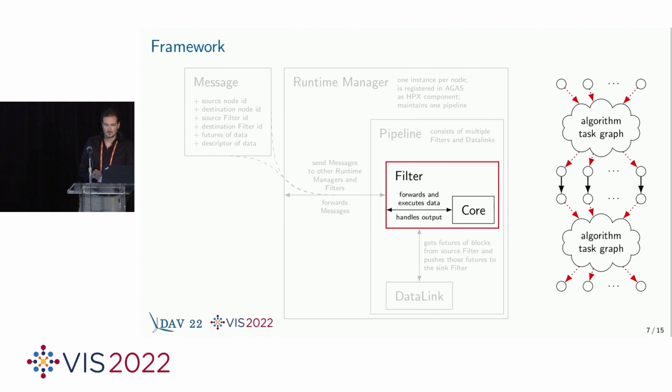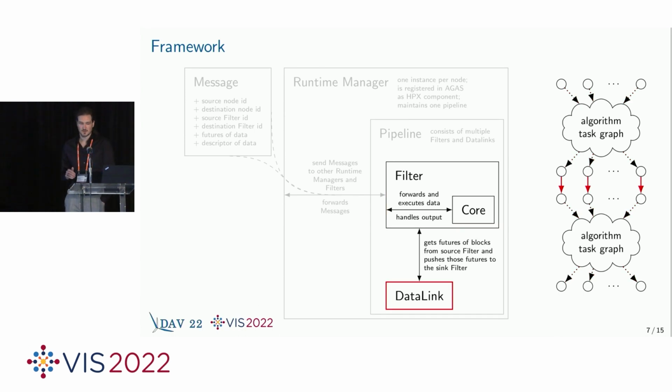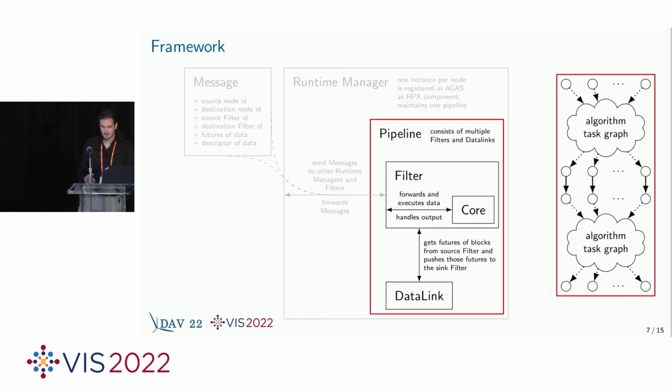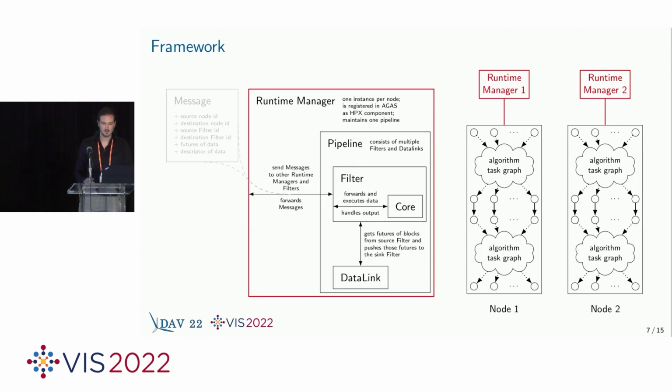and for connecting to other modules of the pipeline via data links. And these data links basically cache the connection points between the filters. Filters and data links constitute a pipeline, and these pipeline objects are managed by a runtime manager. This runtime manager is basically the heart of this framework, as it manages a pipeline, and for the distributed case, as we replicate each pipeline on each node, we also have one runtime manager per node.